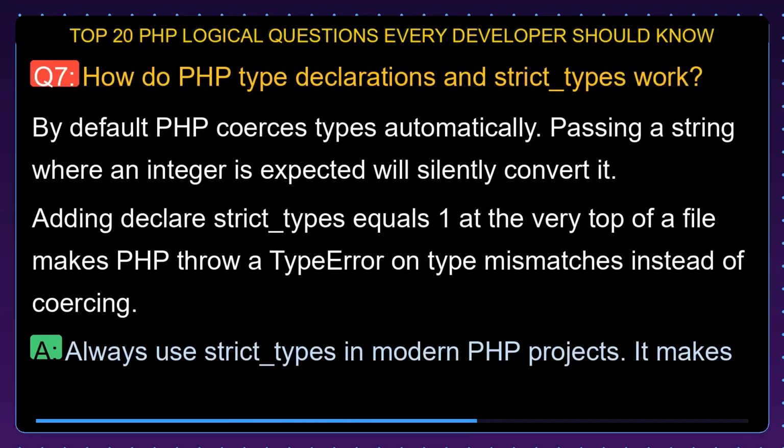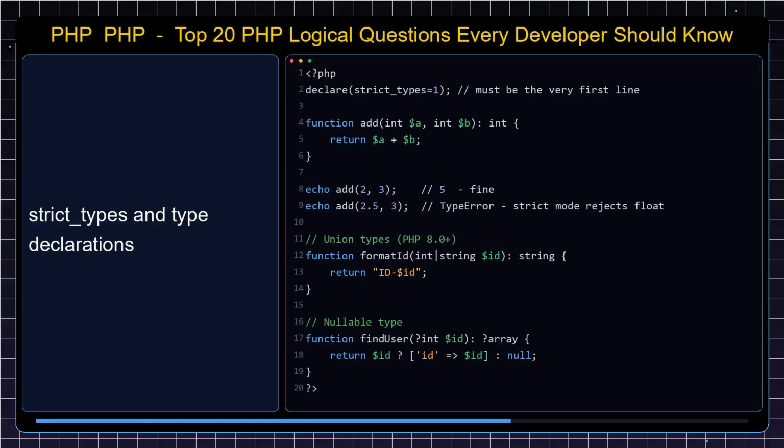Q7. How do PHP type declarations and strict_types work? By default, PHP coerces types automatically. Passing a string where an integer is expected will silently convert it. Adding declare(strict_types=1) at the very top of a file makes PHP throw a type error on type mismatches instead of coercing. A. Always use strict_types in modern PHP projects. It makes bugs visible immediately instead of silently corrupting data. strict_types and type declarations.